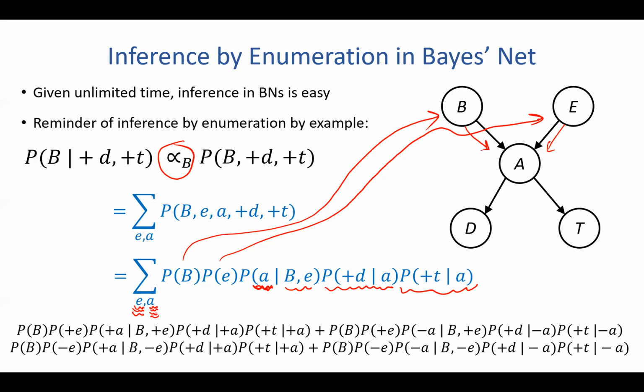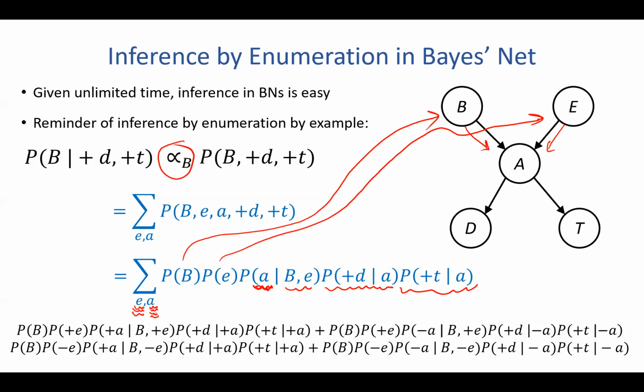What that proportional sign in B means is that we have to rescale it. From the larger joint distribution table, we have to get the smaller distribution of only B, plus D and plus T, and then normalize those: get the sum of the entries, the normalizing constant Z, and then divide by Z. That's all it means.